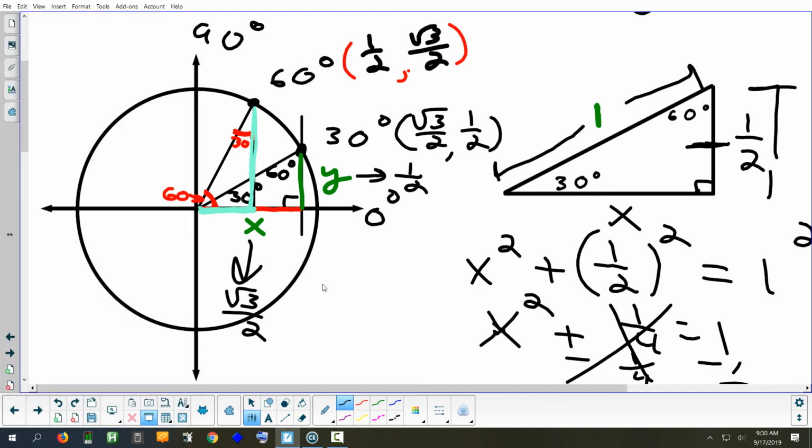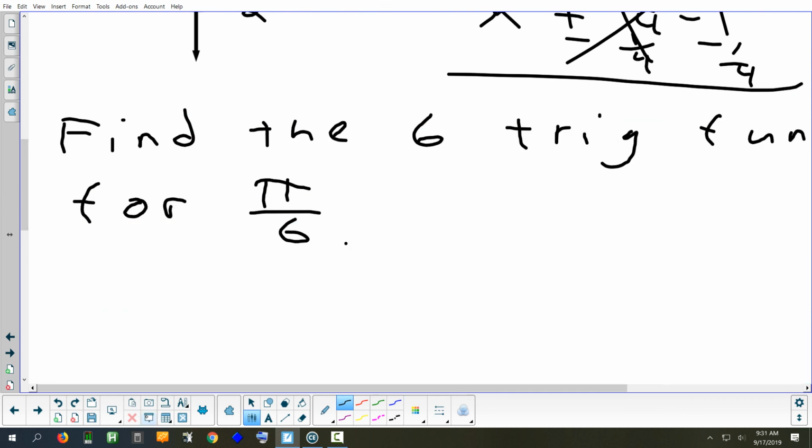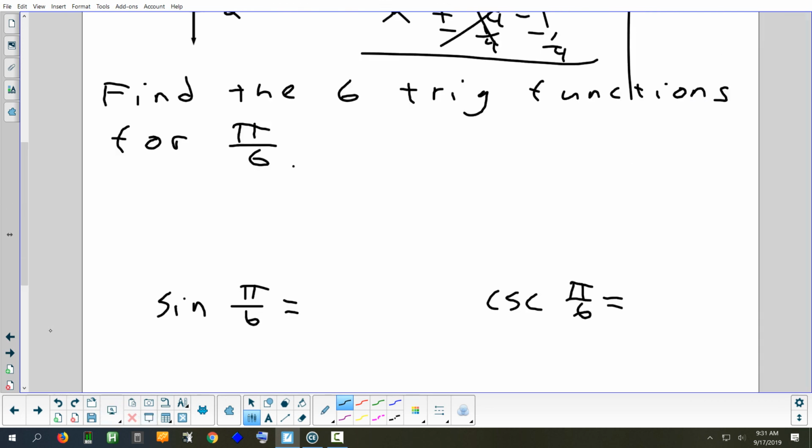So when you draw it, the bigger side is always root 3 over 2. The short side is always 1/2. And if you draw it somewhat to scale, you don't have to remember which number goes first and which goes second. It'll just happen in your picture. Then you can just look at your picture and say, oh, okay, the big side is going on the bottom, and the tall side is up and down, which is your y. Okay. So let's go through it and see how that works. Okay, so we're going to find the 6 trig functions for pi over 6.